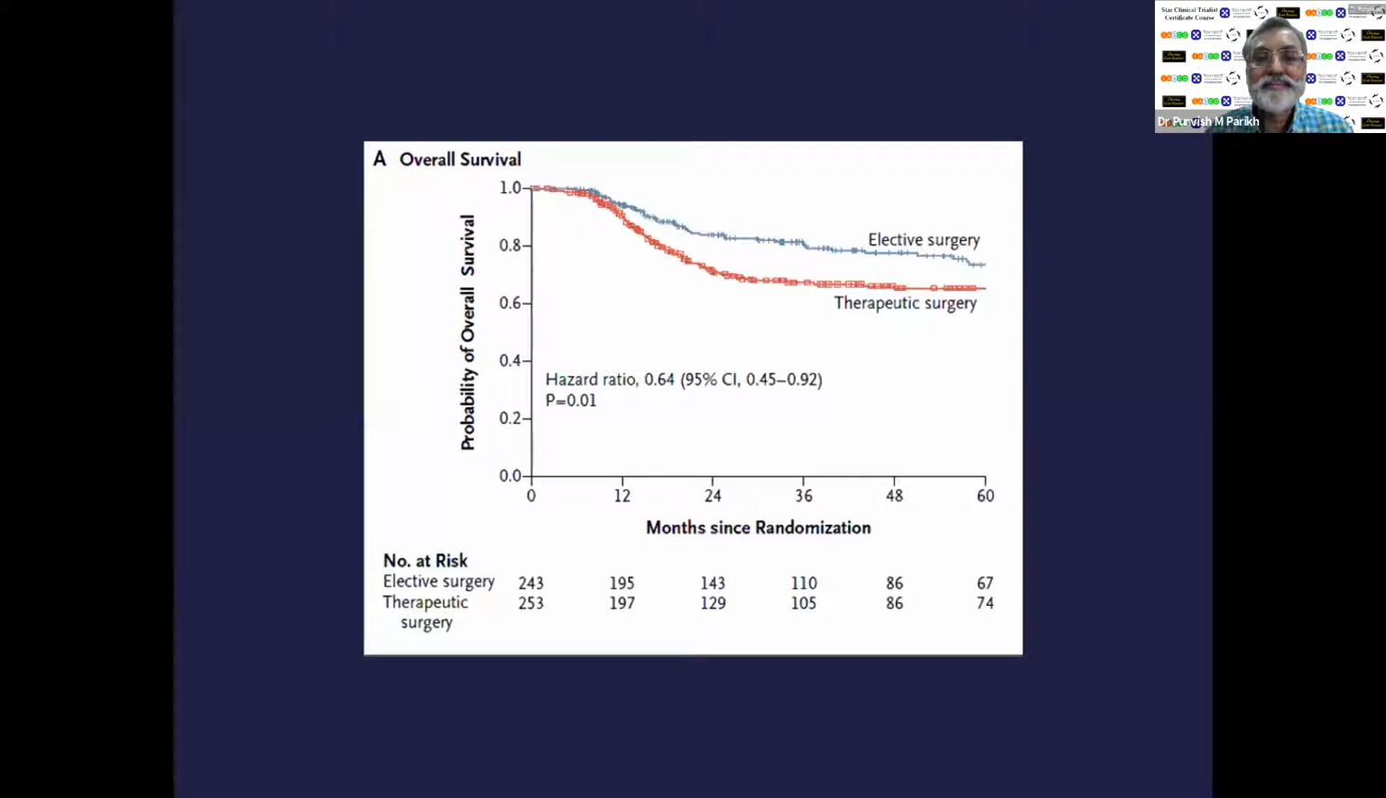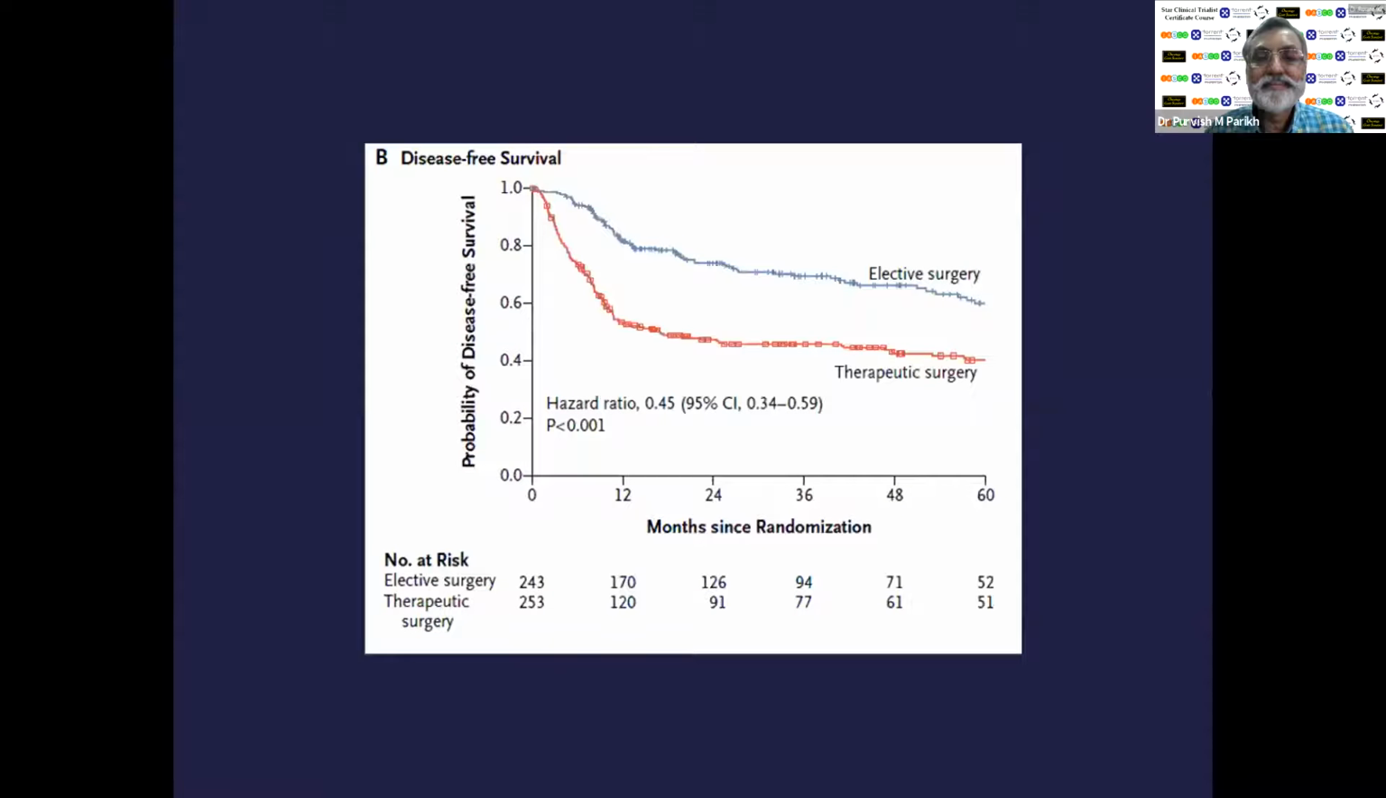The results of this trial, the interim analysis, made it to the plenary session of ASCO and to NEJM and showed that overall survival was significantly superior with elective surgery compared with therapeutic surgery, with a p-value that breached the predefined O'Brien-Fleming spending function. The disease-free survival was also better.